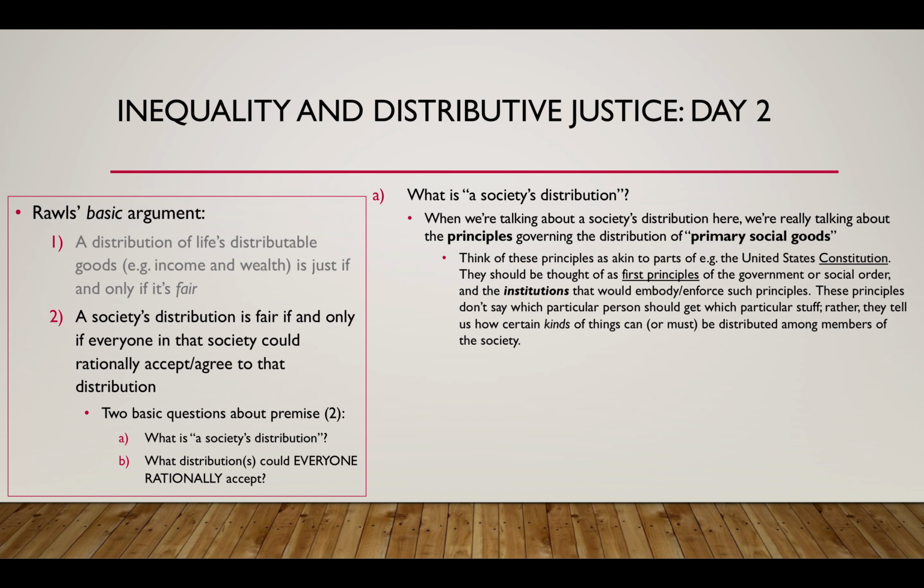These principles don't say which person should get which particular stuff. Rather, they tell us how certain kinds of things can or must be distributed among members of the society as such.